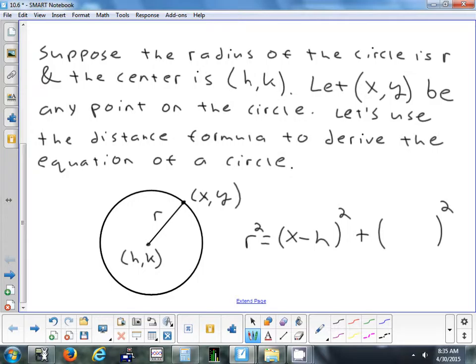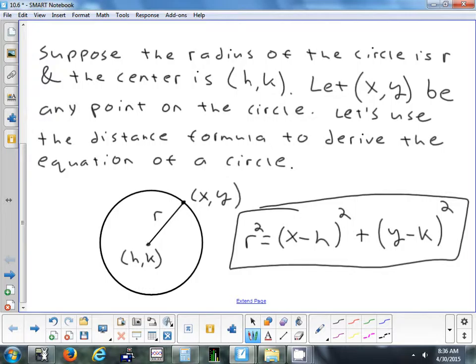And what about in the second set of parentheses? Well, Kiara, what would I have here? Y minus k. Yeah, y minus k. This is the equation of a circle, where you have your center at coordinates h, k, and your radius is r. So this is the equation of a circle.